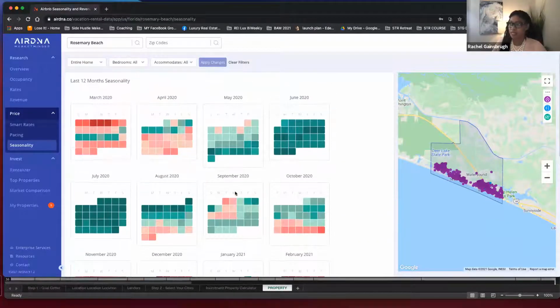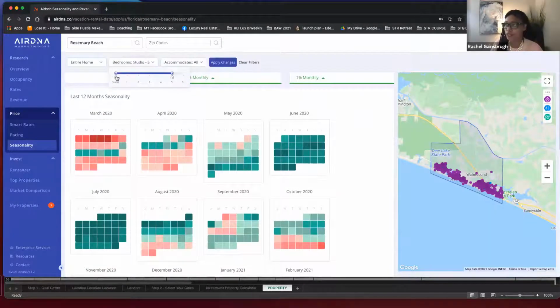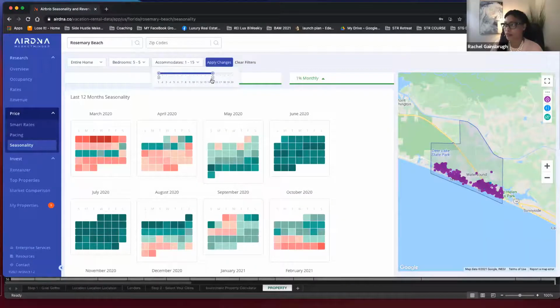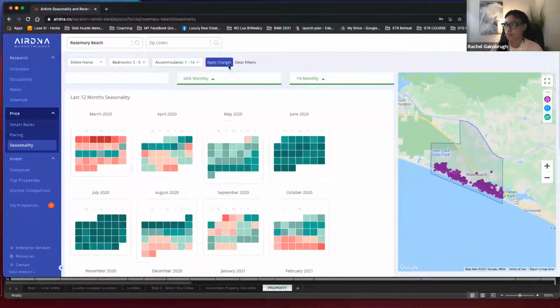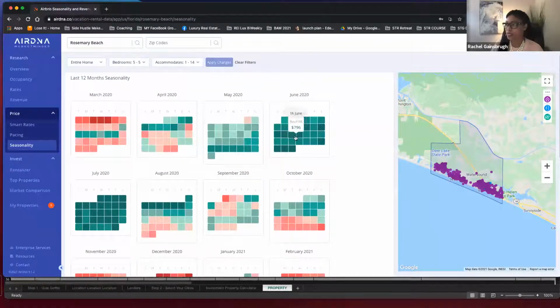And you can play around with that. But then you want to, again, filter it down to your particular property. And you'll see what it looks like for 5 bedrooms. And so it's pretty similar as well.